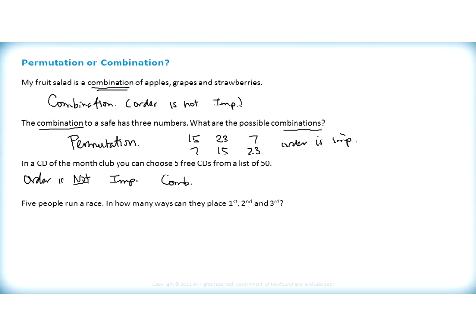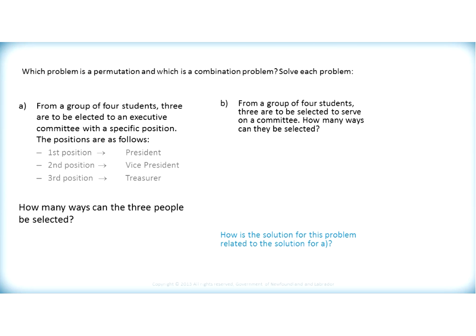5 people run a race, and how many ways can first, second, or third place be awarded? And again, we just saw me do that example. That is a permutation, because order is important. The order in which they finish is important. That's a permutation. So have a look at a couple more examples here.